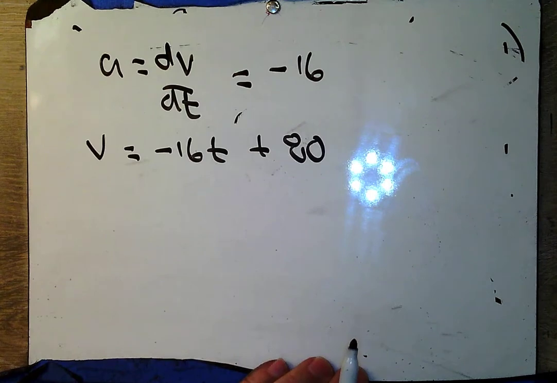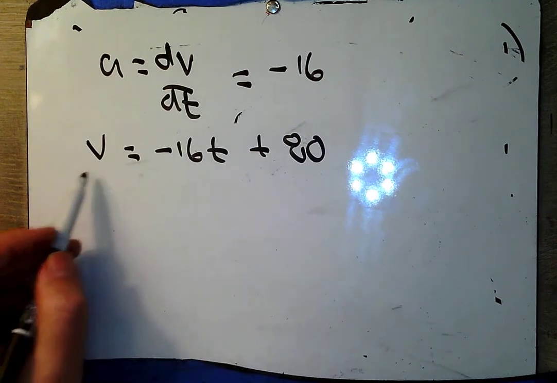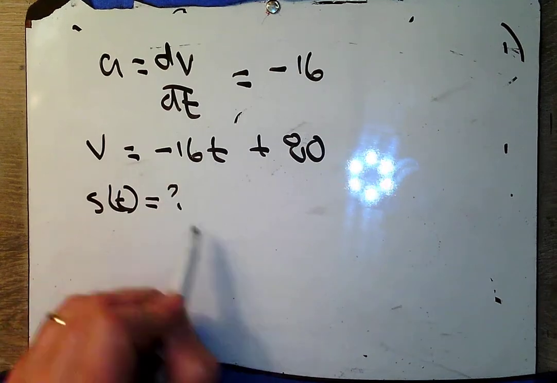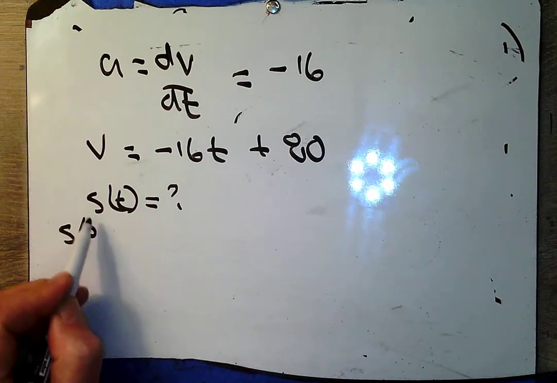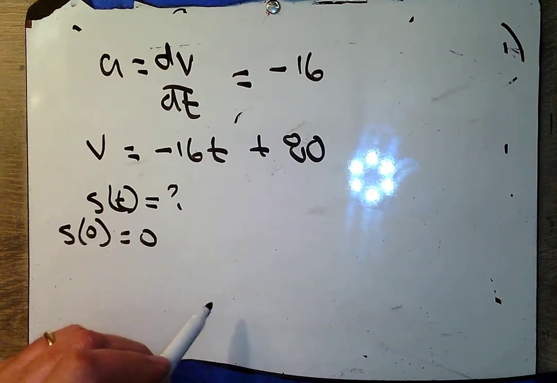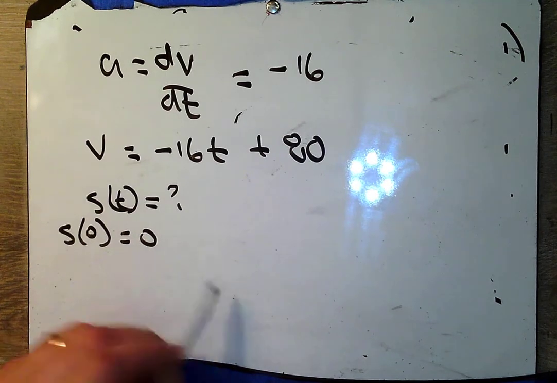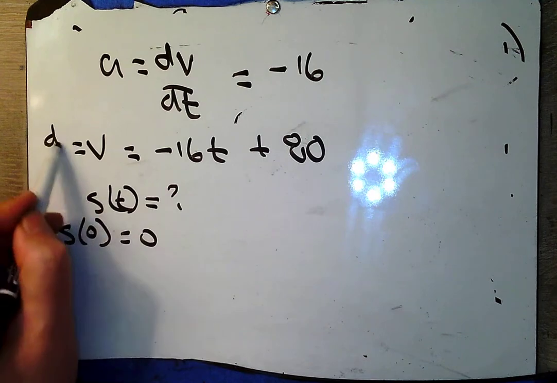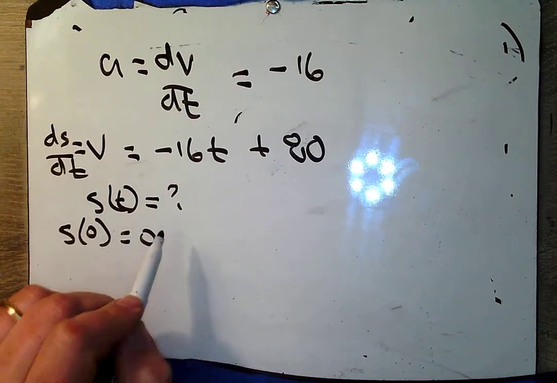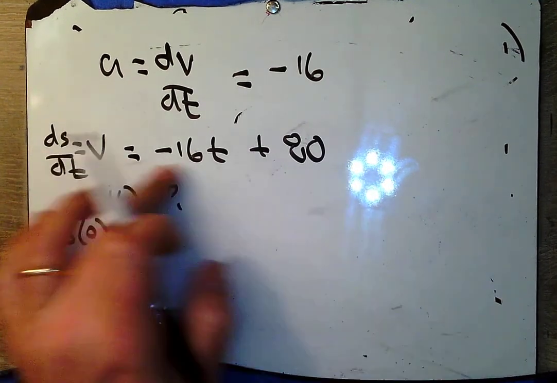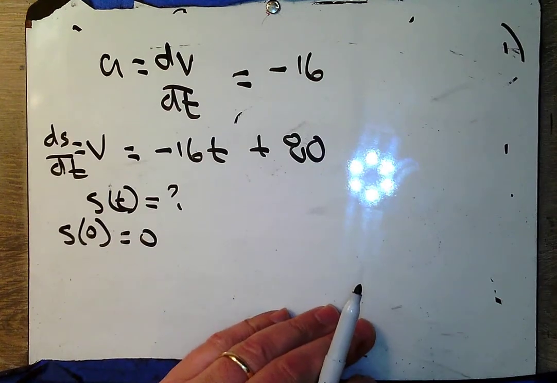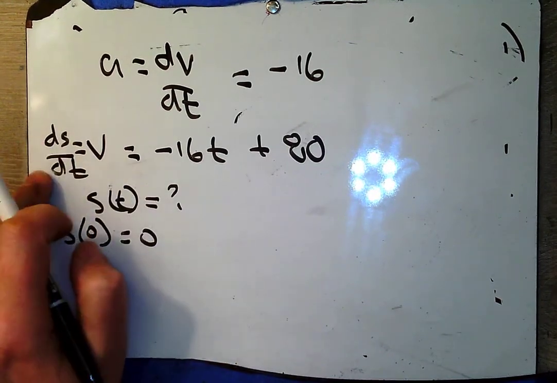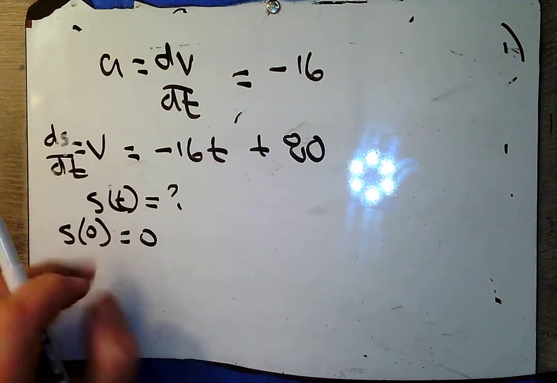Now in the third part of the question, they're saying, well, if this is velocity, what's position? And they'll tell me that s of 0 equals 0. Okay, so I've got another initial condition, and here, v is ds dt, right? If I only see this, I don't know how to do separation of variables. So I'm going to have to remember that velocity is a change in position with respect to time.